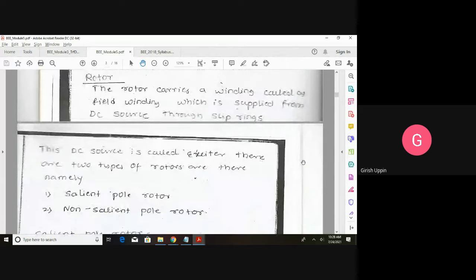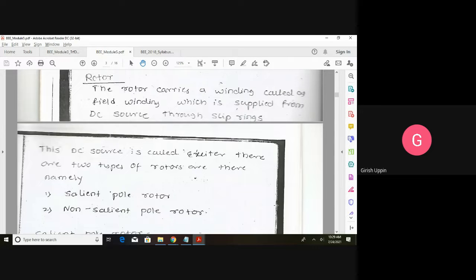Because on the rotor we are going to have the field winding, it means we need a winding to create the magnetic field, right? And how do we create the magnetic field? Using the DC supply. When the DC supply is connected to the winding, it will produce the magnetic field. This DC source is called an exciter.